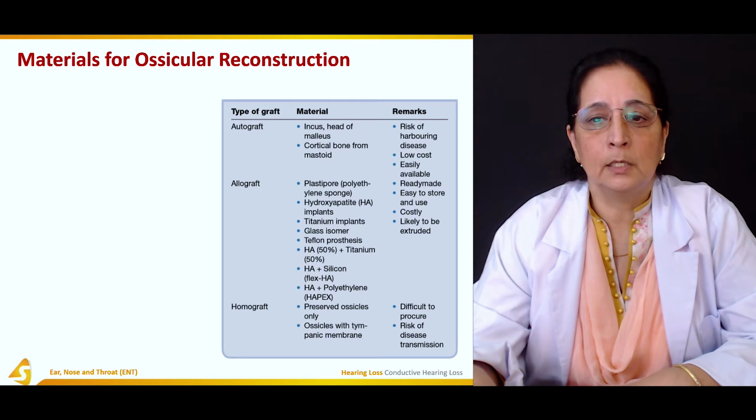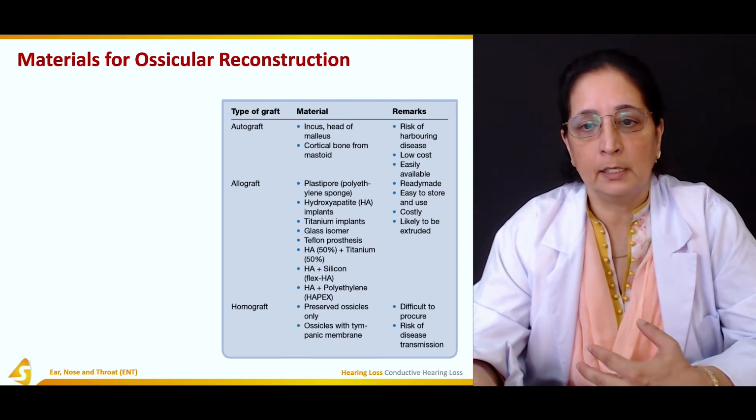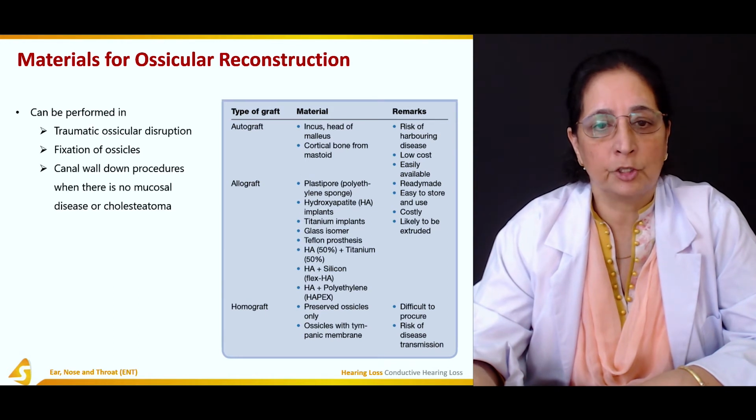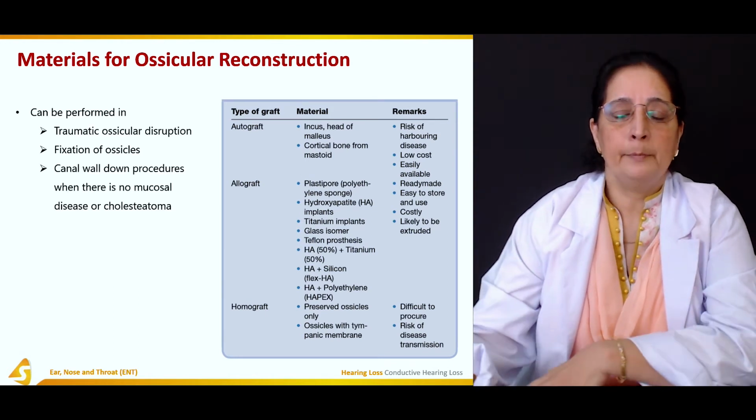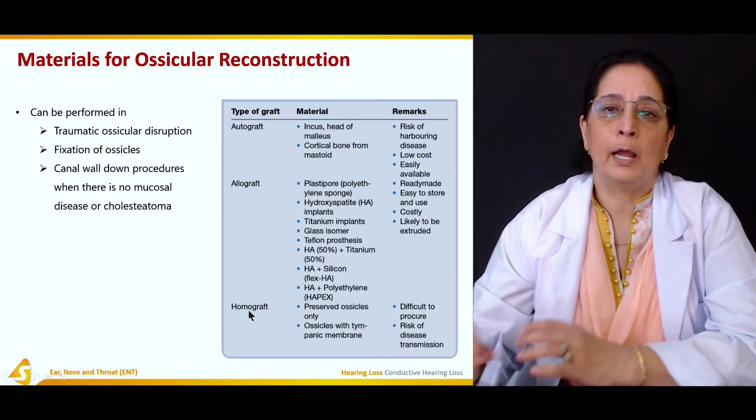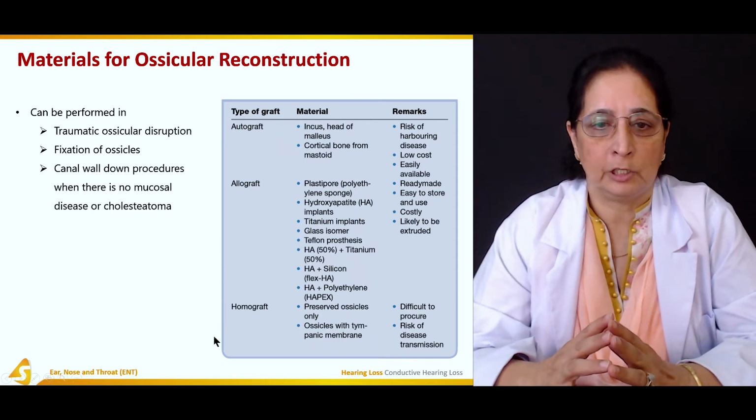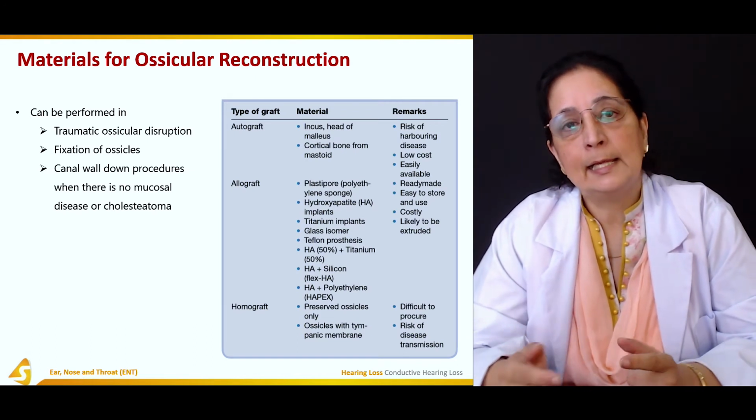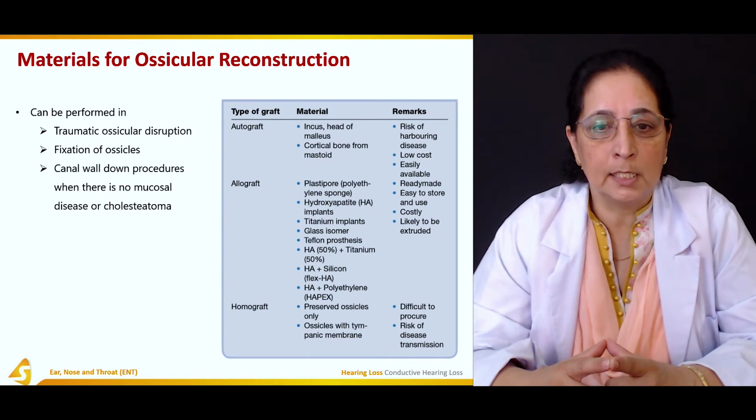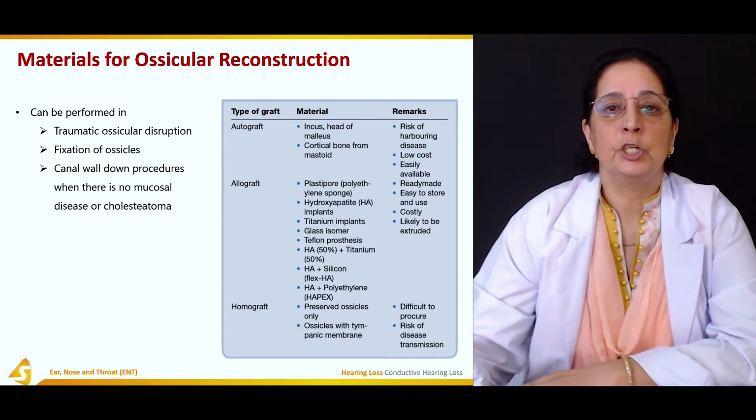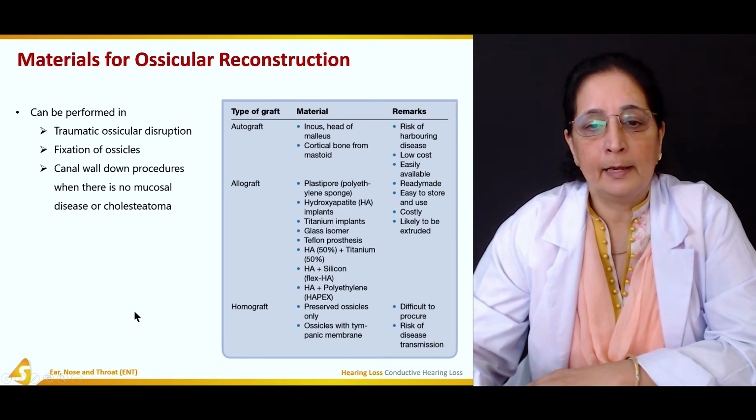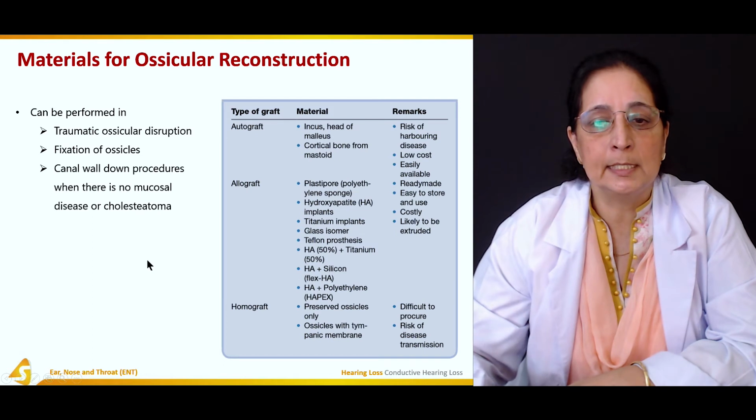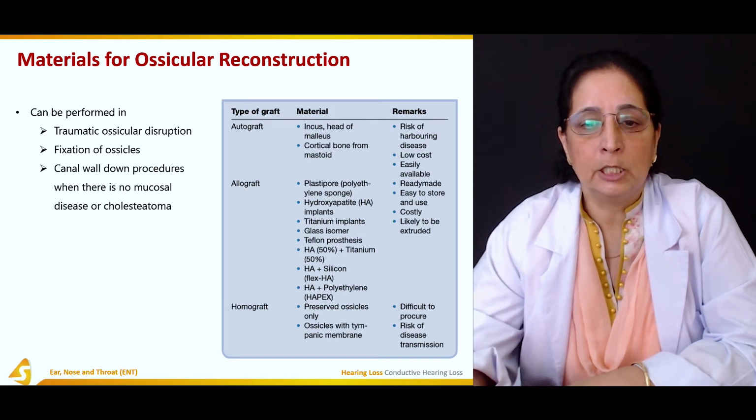Different materials are used for ossicular reconstruction. Why do we need ossicular reconstruction? It is performed when there is trauma that can lead to disruption of the ossicles, if there is fixation of the ossicle, or in a canal wall down procedure, when there is no mucosal disease or cholesteatoma.